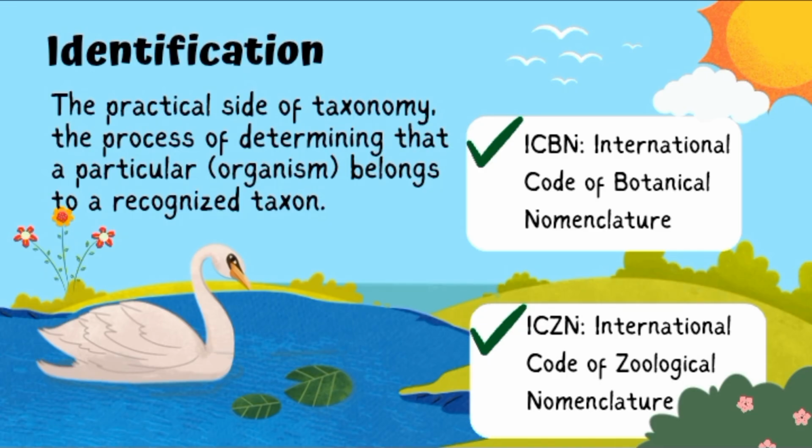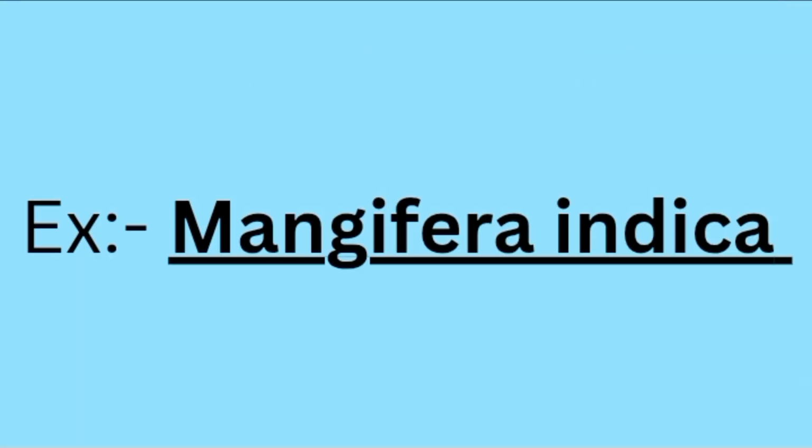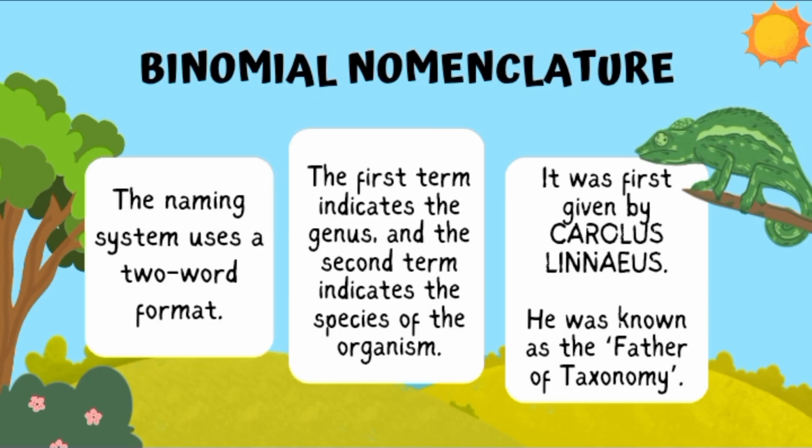So now let us discuss binomial nomenclature. Binomial nomenclature is a naming system that uses a two-word format, where the first term indicates the genus and the second term indicates the species of the organism. Example, Mangifera indica. This is the scientific name of mango. Here the first term Mangifera indicates the genus and the second term indica indicates the species name. This binomial nomenclature was first given by Carolus Linnaeus, who was known as the father of taxonomy.